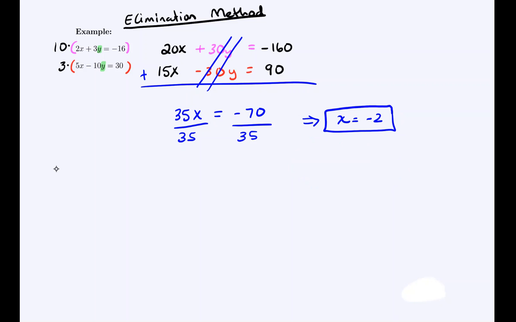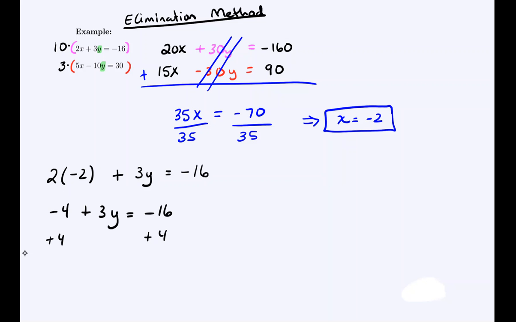So I'm going to substitute into the first original equation. 2 times x takes on the value negative 2, plus 3 times the unknown value of y must equal negative 16. 2 times negative 2 is negative 4. And now I can solve for y. So I'm going to add 4 to both sides. That's the opposite of negative 4.